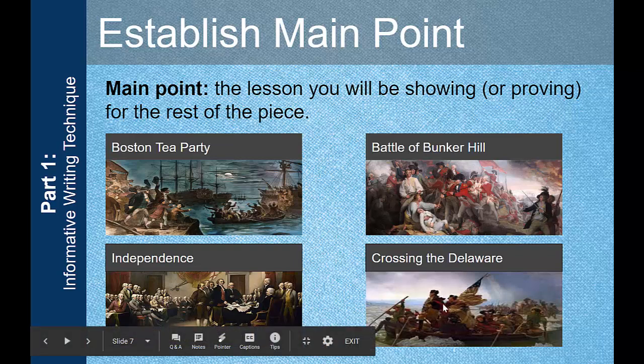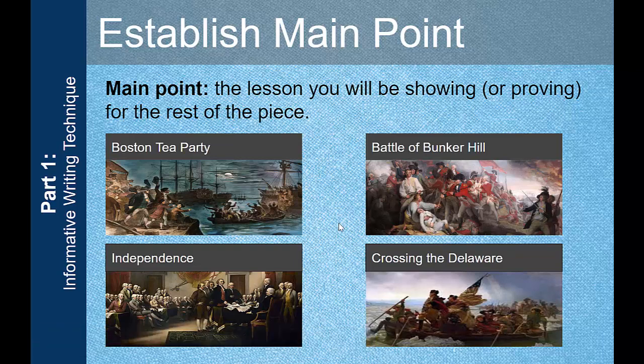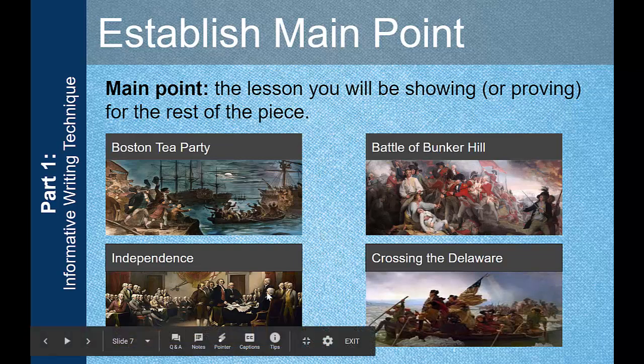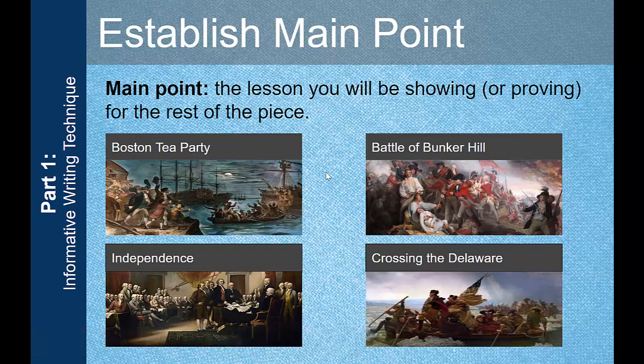Same thing with the crossing of the Delaware. You could say Washington took a huge risk, but it paid off in a major way. That was my main point from before. So you see that it doesn't need to be random information. You can have good main points that allow you to write the rest of the piece.